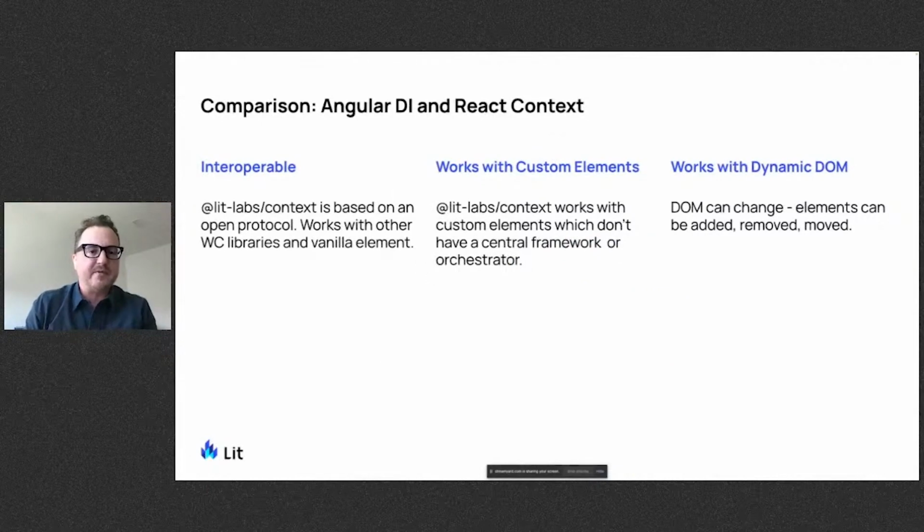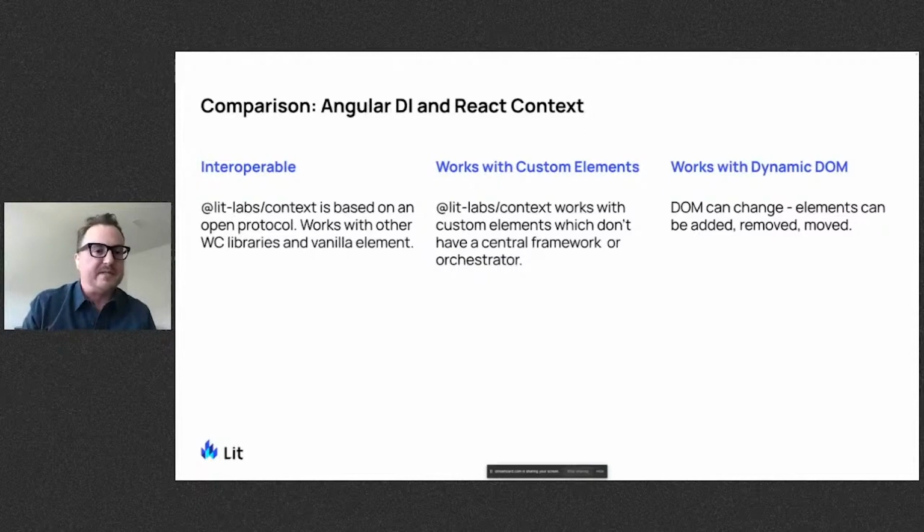It's interesting to think about how this is similar to and differs from framework features that are similar, especially Angular dependency injection and React context. So the first thing is that it's interoperable. Because it's based on an open protocol, this doesn't just work with Lit. You can use it with other libraries that might implement the context protocol. I think Fast has an implementation. Stencil might have an implementation. And also, you can see the protocol is very simple. So you could just do this in your own vanilla web components.